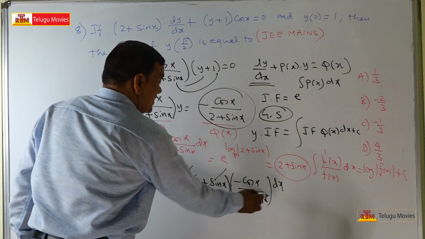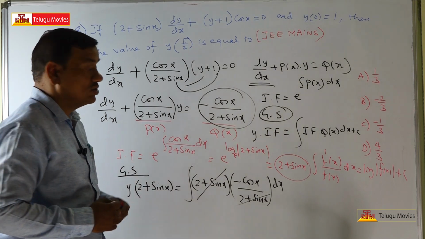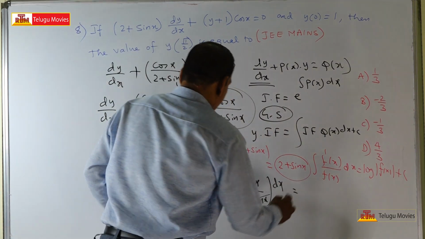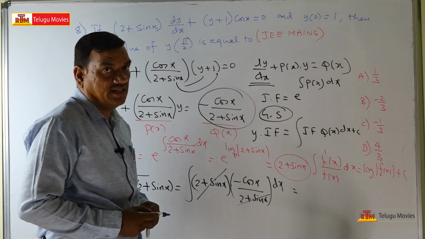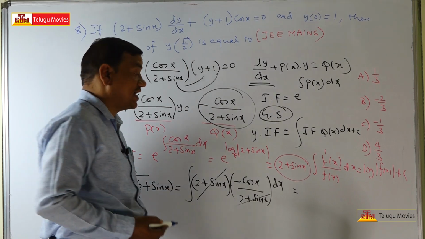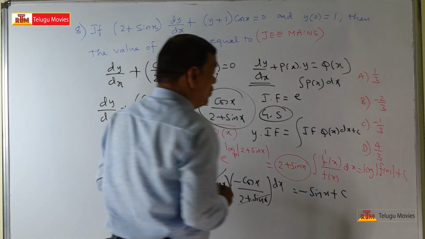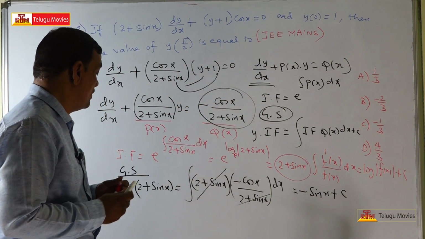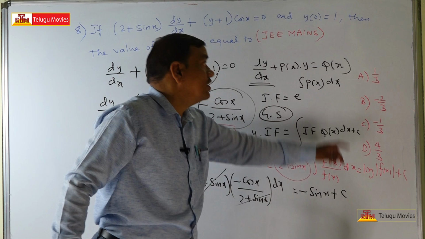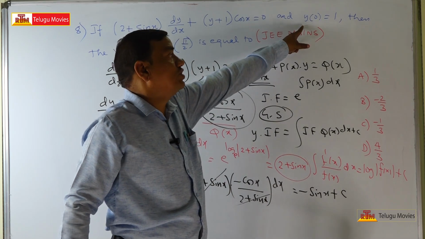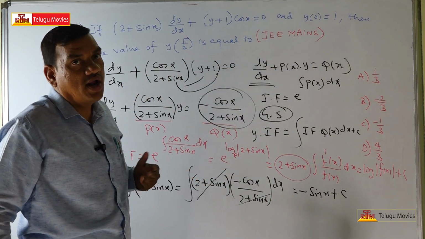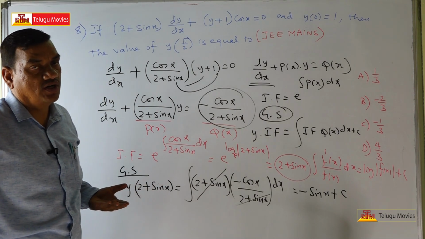So, 2 plus sin x, 2 plus sin x gets cancelled. So, this is equal to integral of minus cos x dx. What is the integral of cos x? Sin x. So, this is equal to minus sin x plus c. Okay, now. We have to find the value of c using the condition y of 0 is equal to 1. So, let us continue our solution.